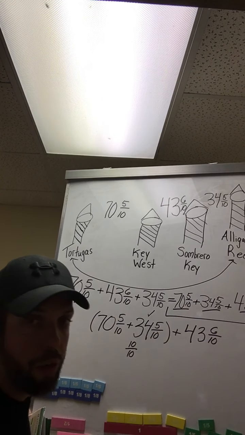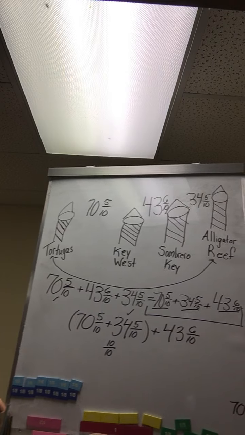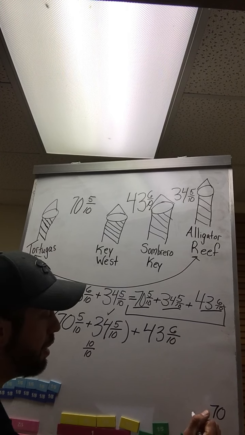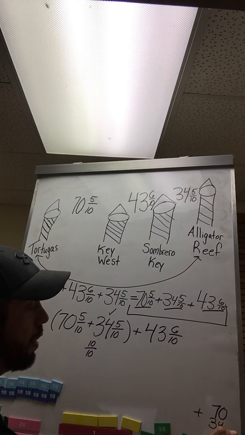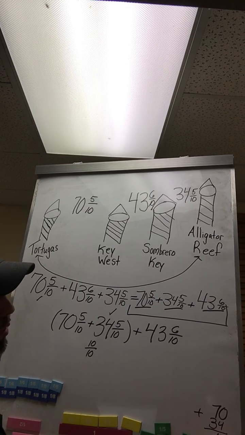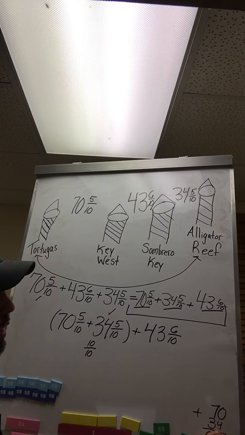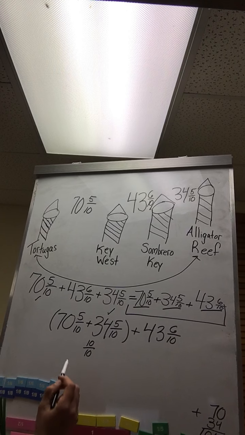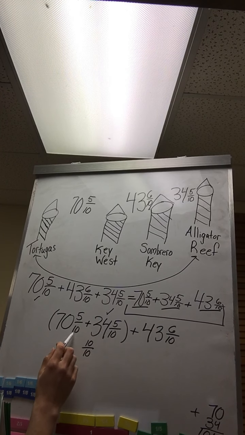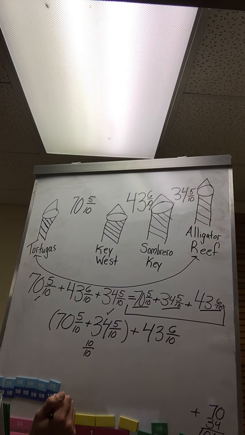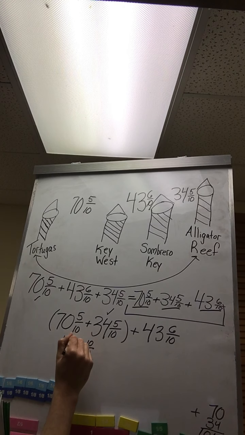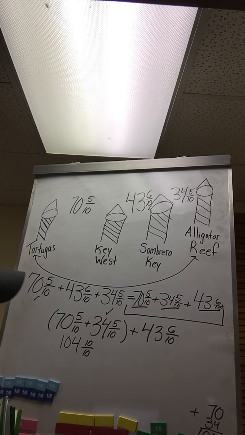70. Can you guys see that? Nope. 70 plus 34. All right, so 0 plus 4 is 4. 7 plus 3 is 10. All right, so 70 and 5/10 plus 34 and 5/10 would be 104 and 10/10.